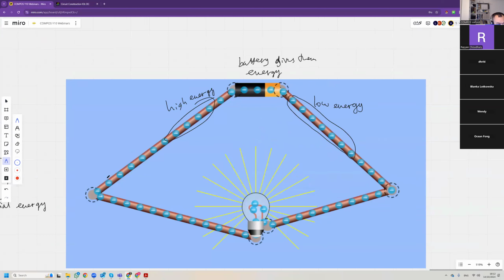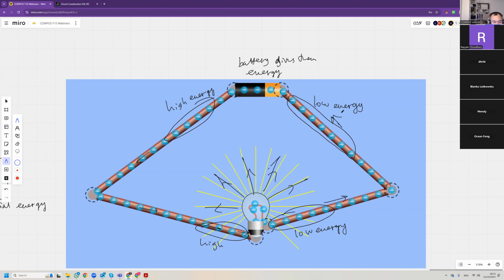Now these electrons travel, they go to the lamp. There's still high energy here. And this energy is used up. Well, it's not used up, it's transferred as light and heat. And then the electrons have lost their energy and they have low energy. And they go back to the battery to get some more.